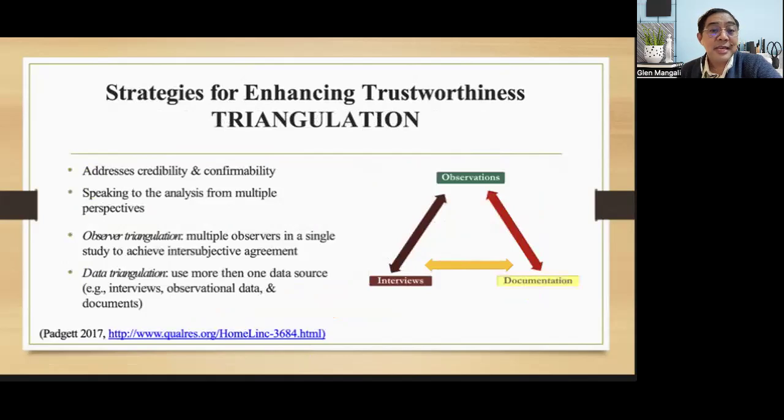Another way is triangulation. One way to do triangulation is to have an observation checklist, an interview, and to document well. And this addresses credibility and confirmability. We need to ensure that the observations are coming from multiple observers in a single study to achieve intersubjective agreement. And another is data triangulation. So use more than one data source. You don't just focus on the interview, you also look at the observational data and other documents.